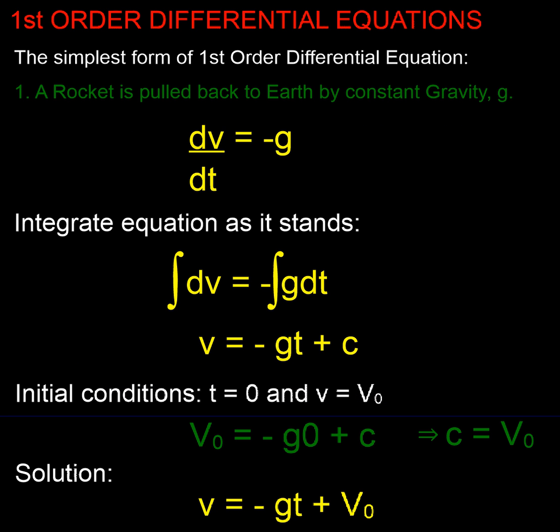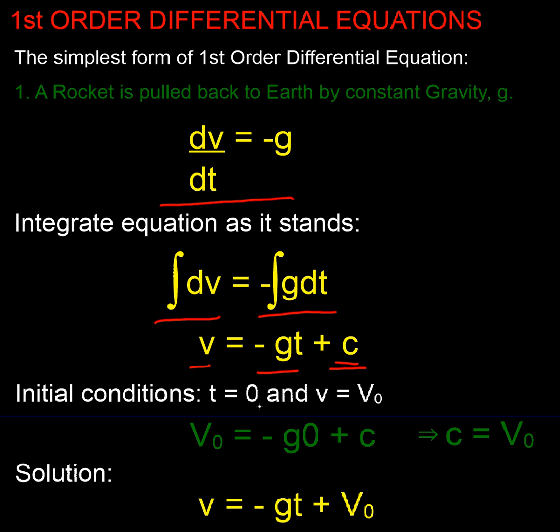So simple first one. The rocket's going up into space. F equals ma will give me this equation, dv by dt equals minus g. Well, we're just going to integrate both sides as it stands. So on the left hand side I've got the integral of dv, and on the right hand side I've got the integral dt. So what do I get? I get v on the left hand side, I get minus gt on the right hand side, and I get my constant of integration.